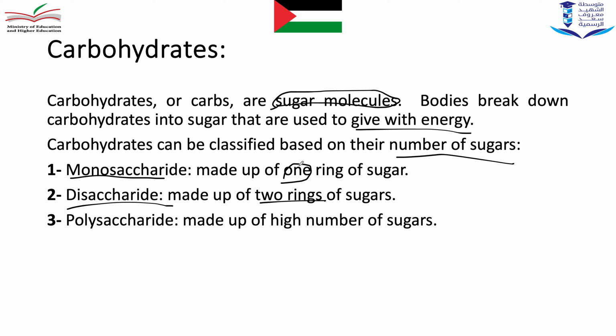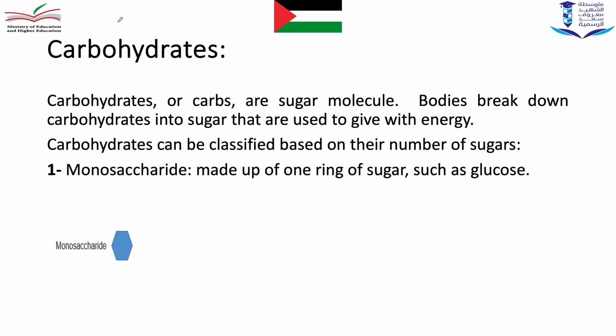If the carbohydrate is made up of one ring of sugar, in this case it's a monosaccharide. If the carbohydrate is made up of two rings of sugar, in this case it's a disaccharide. And if it's made up of a very high number of rings of sugar, in this case it's a polysaccharide, and it's more complex. This one is more complex than disaccharide, and the disaccharide is more complex than monosaccharide.